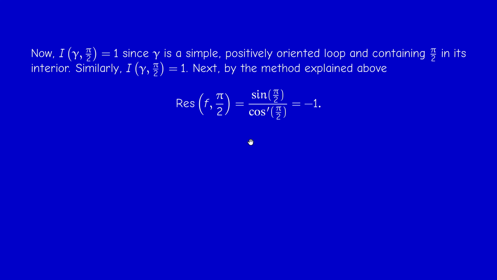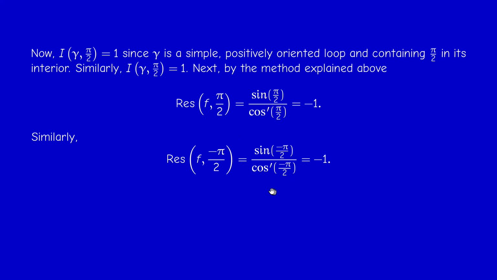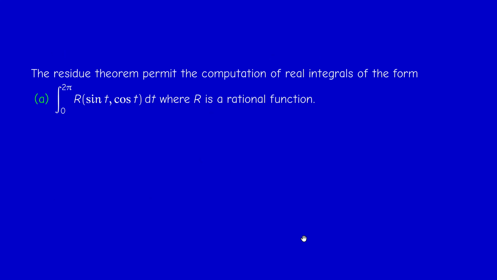And similarly for minus pi over 2, we get minus 1 as well. So when I do everything, I get minus 4 pi i. Now, this is a shortcut, because expanding in the Laurent series could sometimes be a little bit tedious. So these are shortcuts to compute the residue. This is the first illustration.